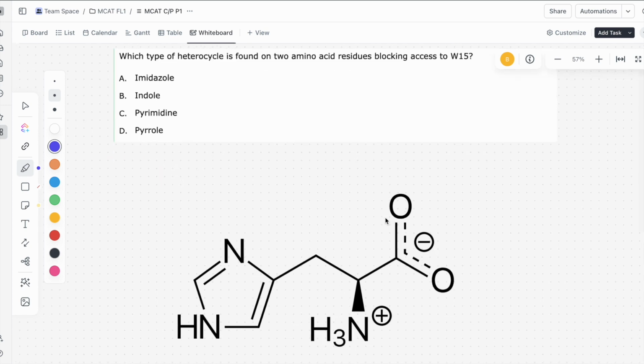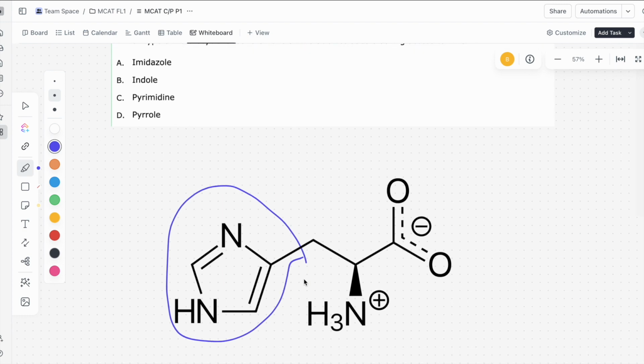So this is the structure of histidine. And essentially, it's asking, what is this? What is a heterocycle? Oops, that is not a very good circle. All right, a heterocycle is a cyclic molecule that contains an element that is other than just carbon and hydrogens. That's the reason it's called hetero. You have other things that are not just carbon and hydrogens. So in this case, you have nitrogens as well.